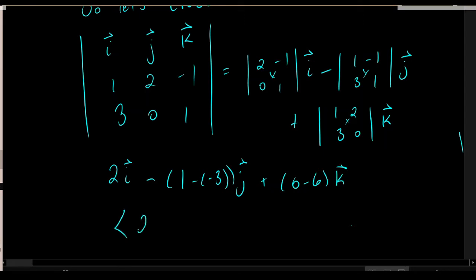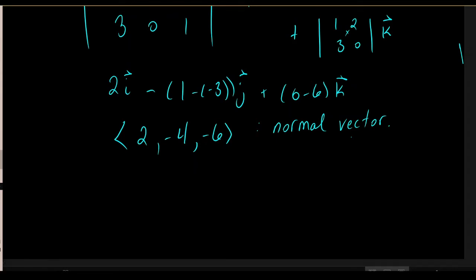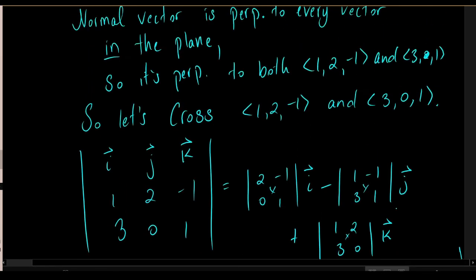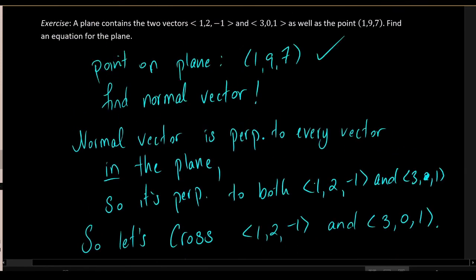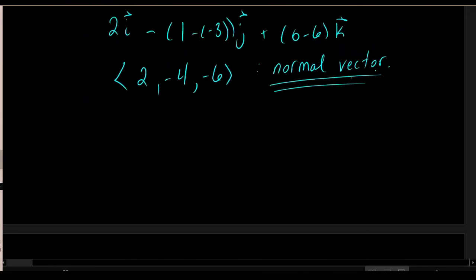So we have the vector with 2 in the x component. This is 1 plus 3, negative 4 in the y component. And then we have 0 take away 6, negative 6 in the z component. This vector will act as our normal vector for the plane, perpendicular to the two given vectors which are inside the plane. So now, let's go ahead, use the information about the given point and the normal vector that we had to fill in the blanks for our answer.